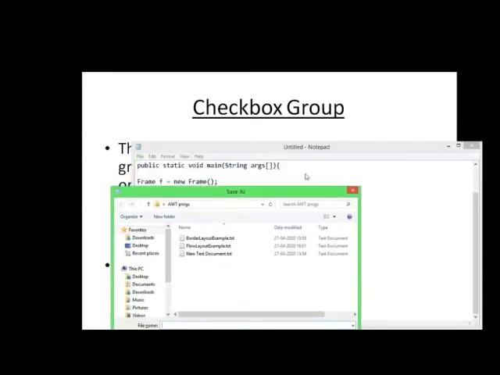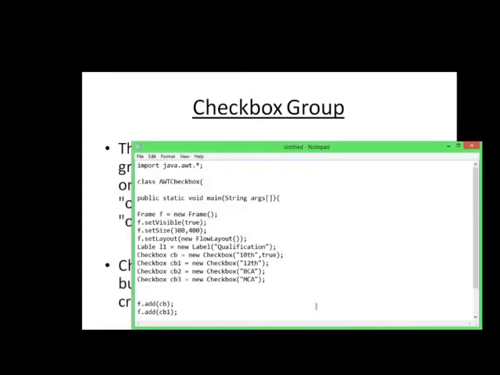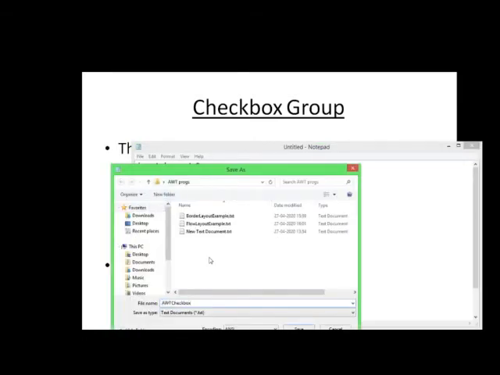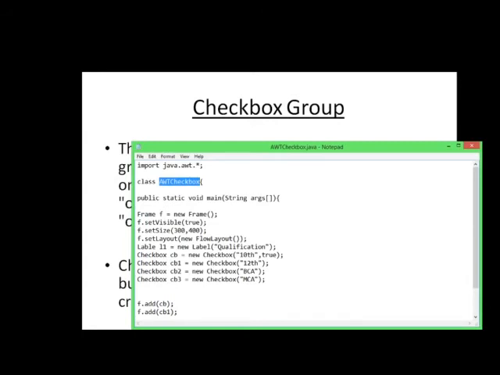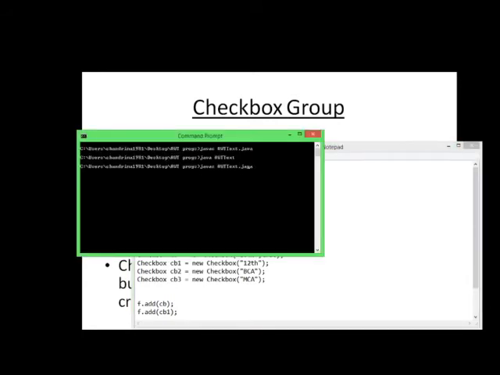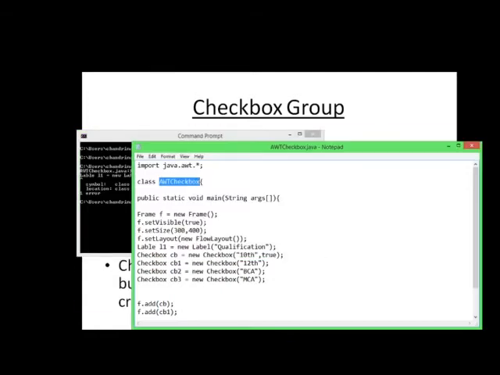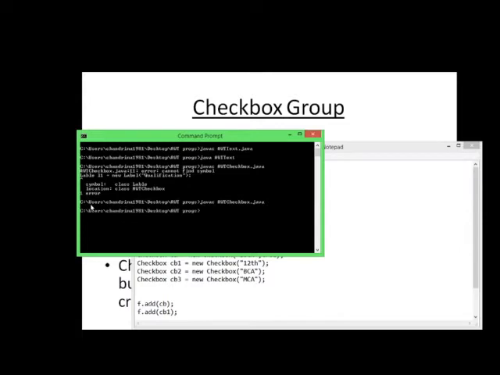What was the name of the file? The name of the file was AWT checkbox dot java. Okay, let's check. AWT checkbox, it was OX. Okay, so what's the problem? Oh, spelling mistake. Okay, let's try it.